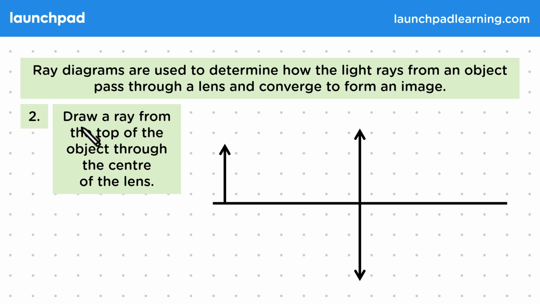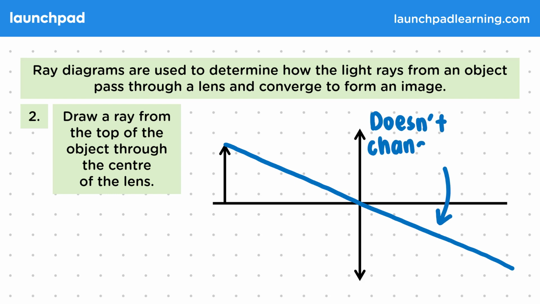In step 2, draw a ray from the top of the object through the centre of the lens. Now, because of how the lens is designed, we assume that any ray initially directed at the centre of the lens will not change direction on the other side. This ray will refract when entering the lens, but then will undo this refraction upon leaving. So we can always draw this ray for any lens and any object.